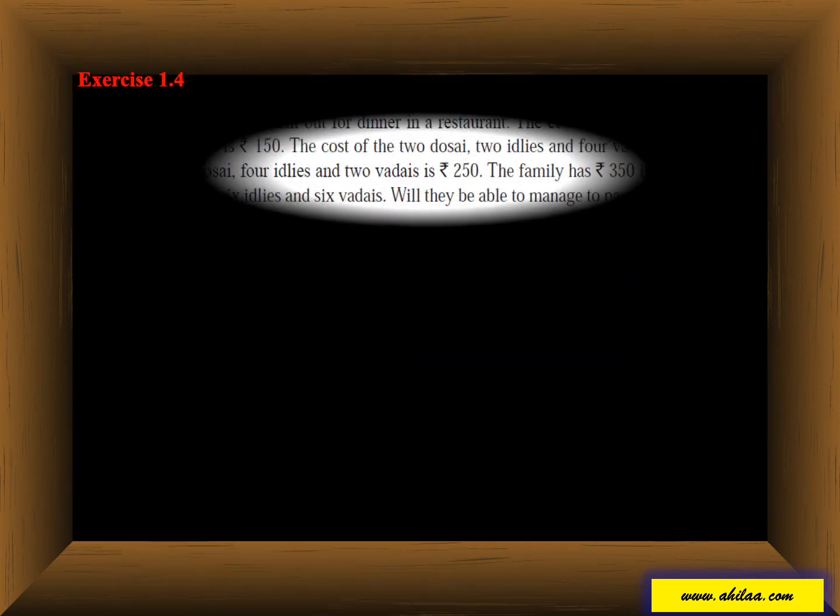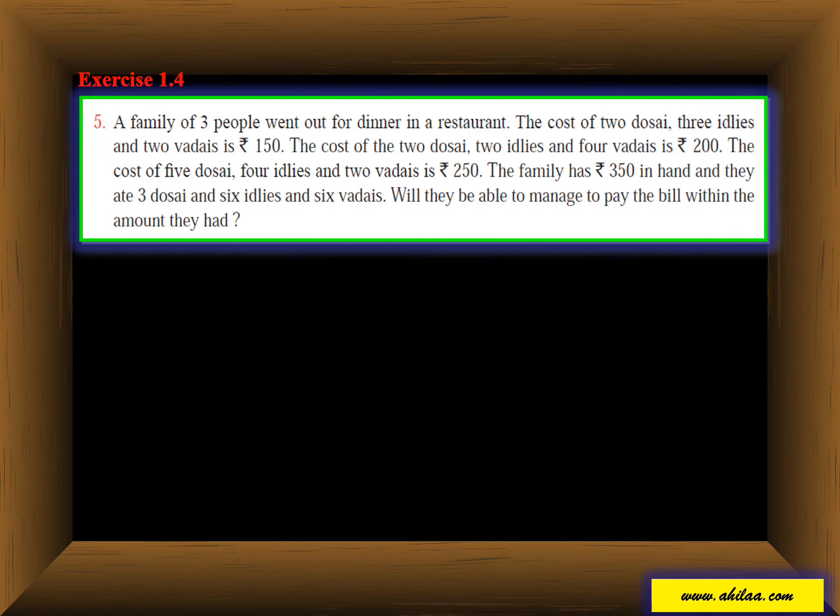Exercise 1.4, fifth problem. A family of 3 people went out for dinner in a restaurant. The cost of 2 dosai, 3 idlis and 2 vadais is rupees 150. The cost of 2 dosai, 2 idlis and 4 vadais is rupees 200. The cost of 5 dosai, 5 idlis and 2 vadais is rupees 250. The family has rupees 350 in hand and they ate 3 dosai, 6 idlis and 6 vadais. Will they be able to manage to pay the bill within the amount they had?